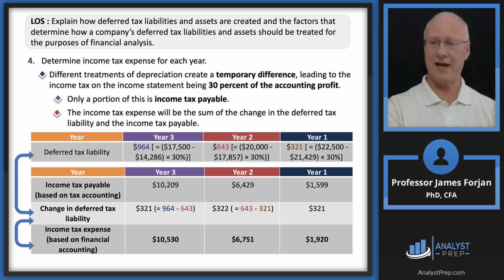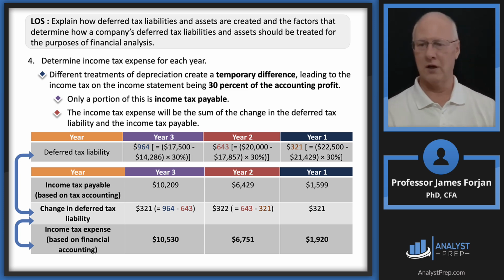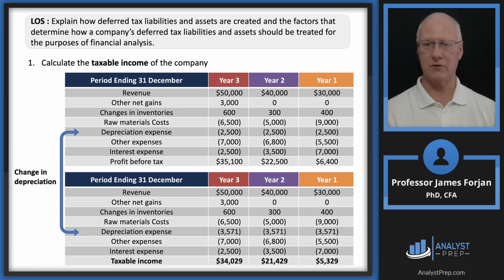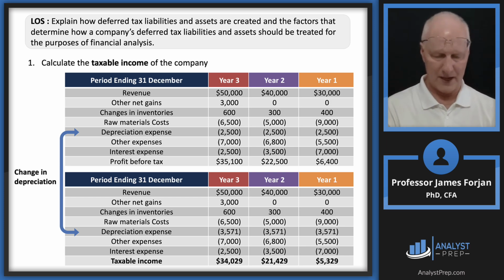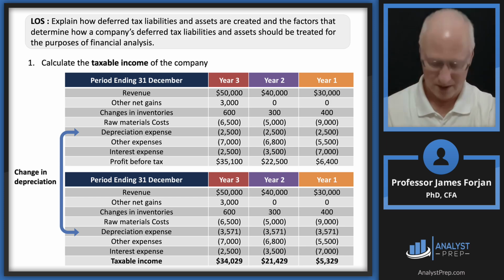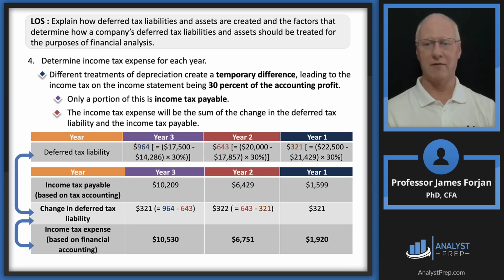And then there's that change in deferred tax liability from 0 to 321. And if you sum those, you get the 1920. So what I want you to do, just to see exactly what's going on, go back here and put 6,400 in your calculator and multiply that by 3%. And what do you get? You get, voila, as my mother used to say, the 1920.